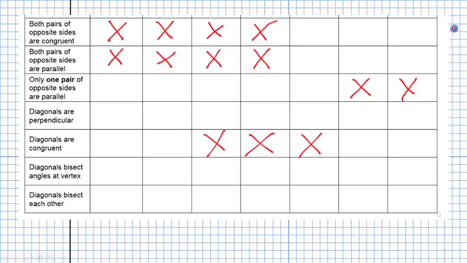All right, finally, we have that our diagonals bisect the angles at the vertex, and that will be a property of our rhombus and our square. And then our diagonals bisect each other, and we'll see that that is a property of all of our parallelogram family. So parallelograms, rectangles, rhombus, and square. And then also we'll see that in a kite, one pair of the angles will be bisected.